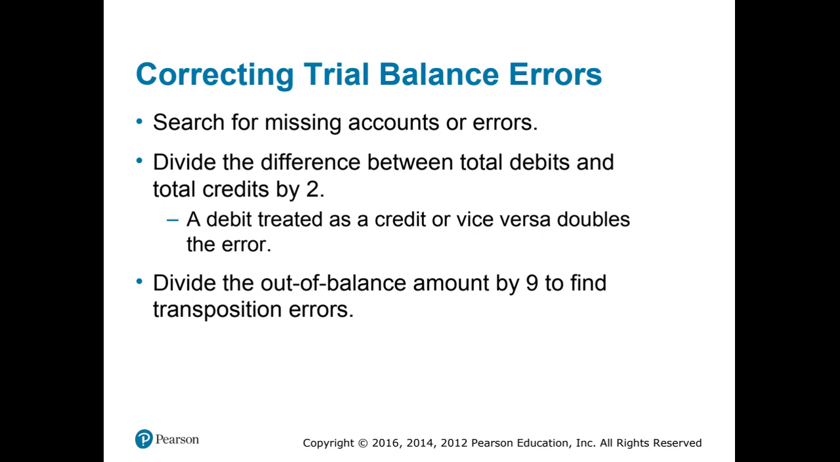Divide the out of balance amount by 9 to find any transposition errors. So if there is an amount that's out of balance and you divide it by 9, a lot of times it will identify certain amounts that may be transposition errors, meaning that you mistyped something and it's causing something to be out of balance.